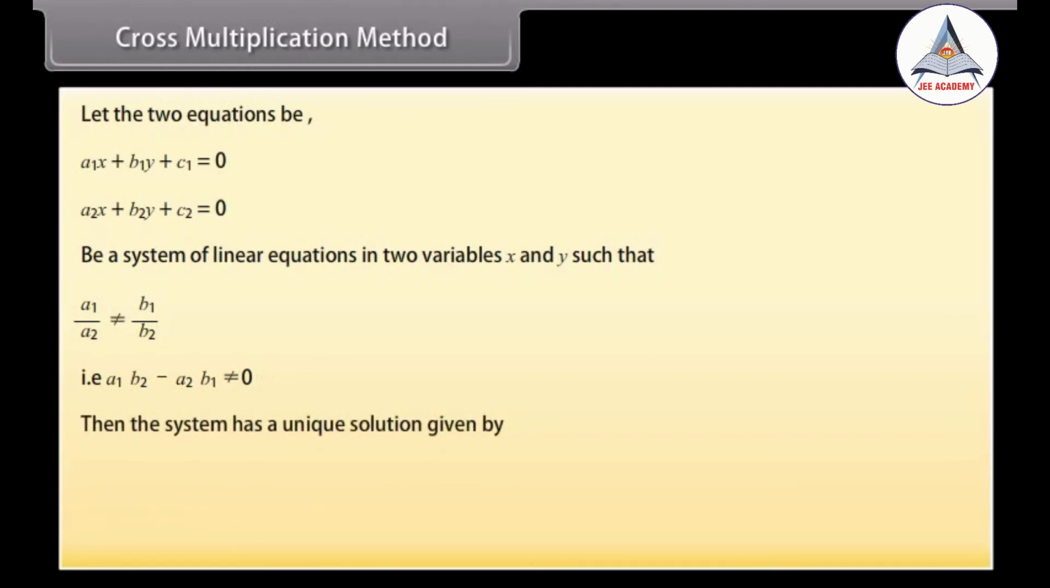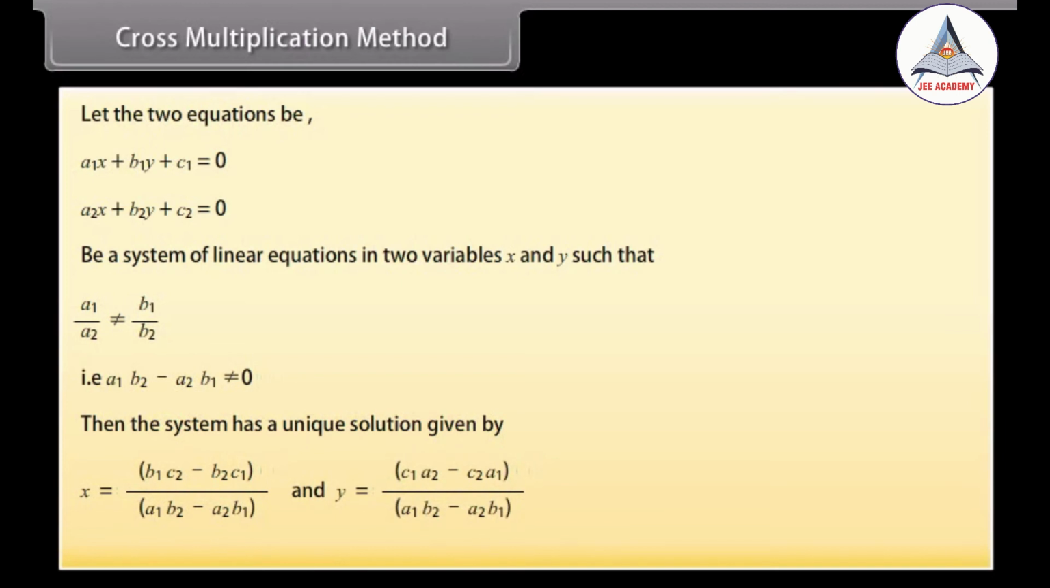Then the system has a unique solution given by x is equal to b1c2 minus b2c1 whole upon a1b2 minus a2b1 and y is equal to c1a2 minus c2a1 whole upon a1b2 minus a2b1.